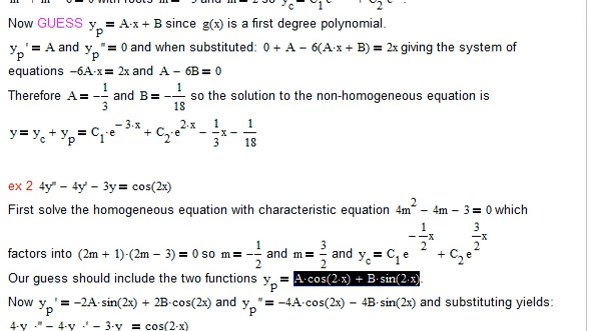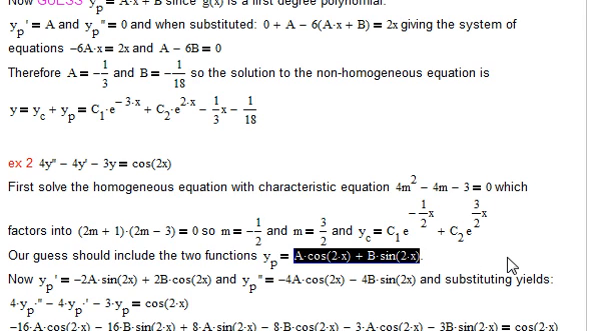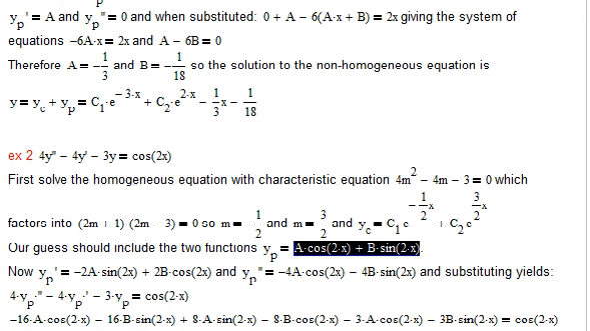I don't understand. Well, see, we set up a yp that we don't know its coefficients, and then we plug that yp into the equation and find those coefficients. So let's do it, okay?